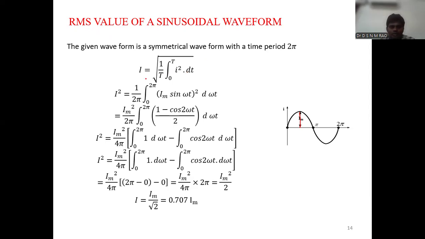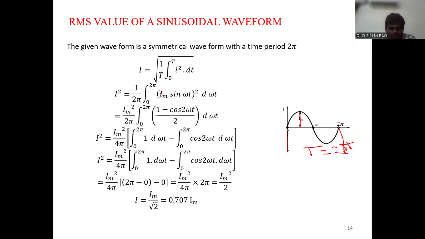So the formula will be I equals square root of 1 by T integral 0 to T of I square dt. Squaring on both sides, I square equals 1 by 2 pi integral 0 to T. Here I am going to calculate the RMS value for the entire cycle, so T is nothing but 2 pi. So 1 by 2 pi integral 0 to 2 pi of Im sin omega t whole square d omega t.